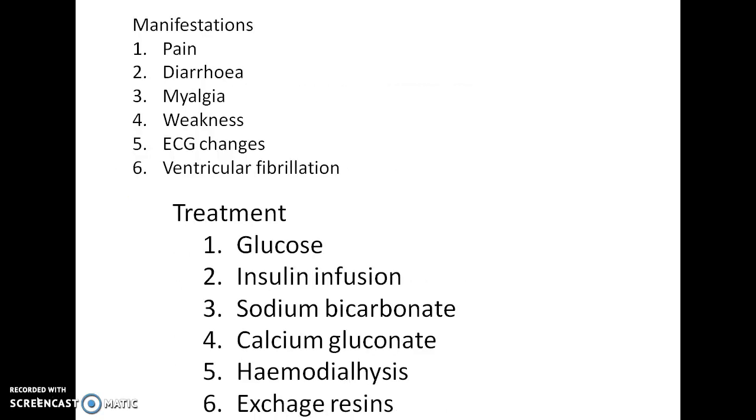The main complications or manifestations include pain, diarrhea, myalgia, weakness, and ECG changes can be observed. Ventricular fibrillation can be seen in the patient. Now the treatment includes administration of glucose, insulin infusions, sodium bicarbonate, calcium gluconate can be given, and even hemodialysis can be preferred, and even some exchange resins can be administered so that it can overcome the situation.